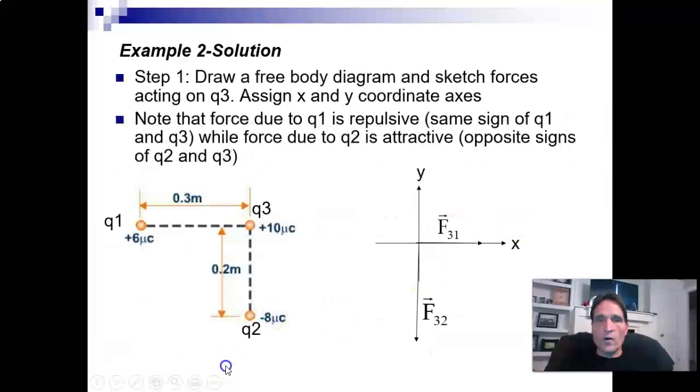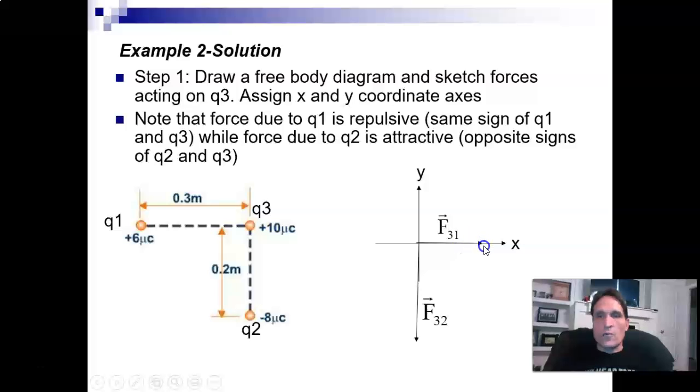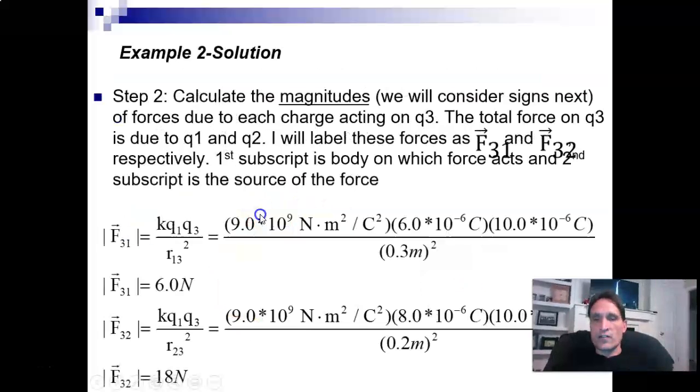So we go back to our diagram. F32 is 18 newtons, and it's pointing along the negative y direction. F31 is 6 newtons, and it's pointing in the positive x direction. So now we know the magnitude and the direction of each of these forces, and now we just need to add the two vectors to get the total vector, which is the net force acting on charge 3.